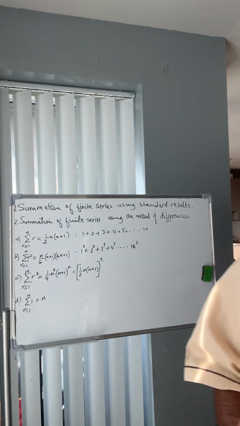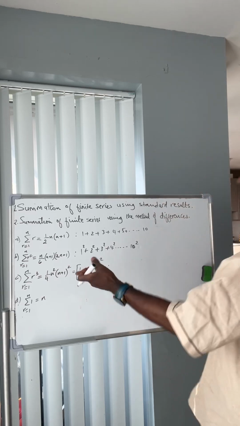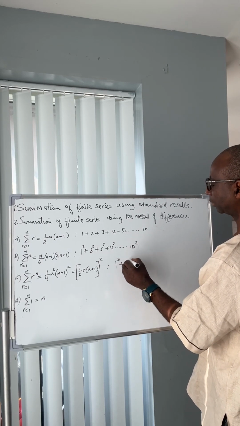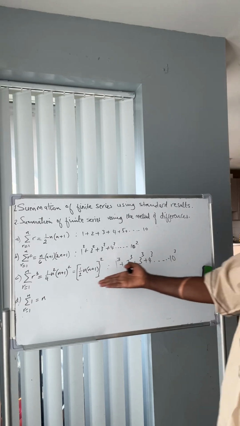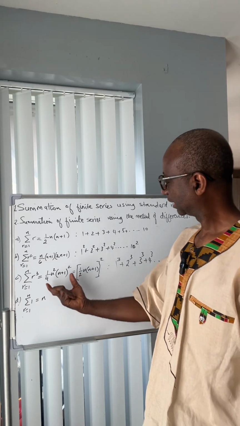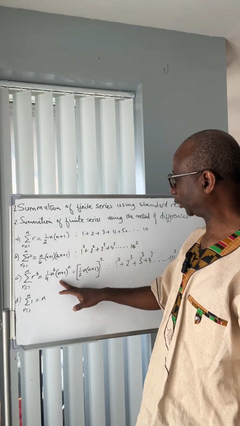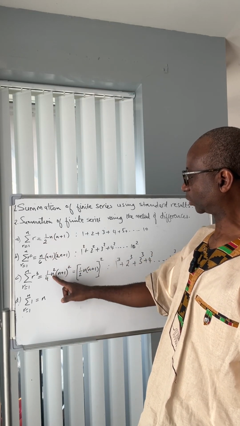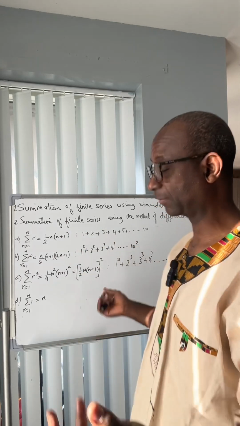This is the thing, right? So the next one is for the cubes. This one is for the cubes. If you are given 1 cube plus 2 cube plus 3 cube plus 4 cube up to 10 cube, this is the formula you use: 1/4 n squared multiplied by n plus 1 squared. This one is just the square of the sum of the ordinary natural numbers. 1/4 is 1 over 2 squared, so it is n squared, n plus 1 squared. When you square this, you get the cubes. That's why I said you can remember these standard formulas. You can easily remember them.